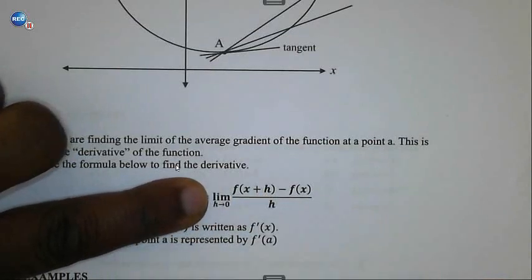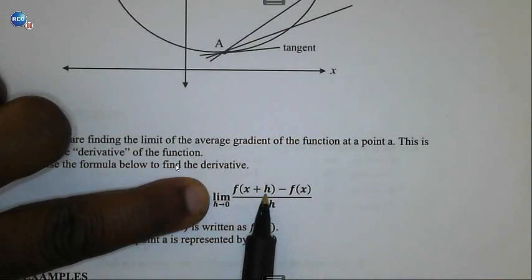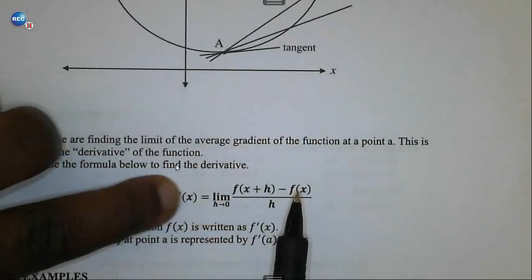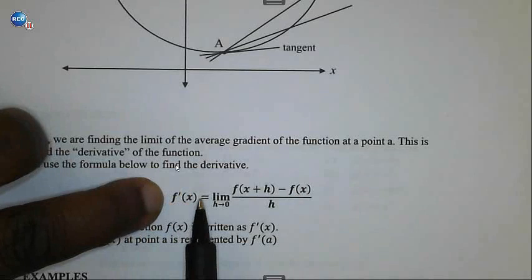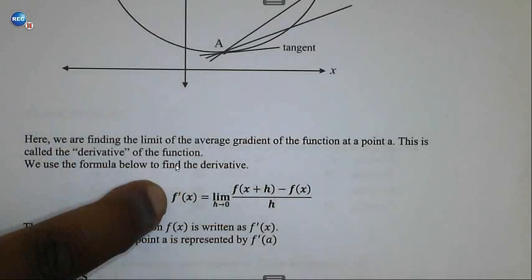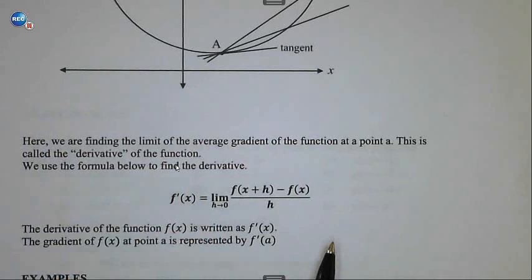Remember we talked about limits, right? So we're going to find the limit as h goes to 0. Basically we're asking ourselves, as h is becoming smaller, what is happening to this gradient? And that is what we call the derivative of f of x. That's why it's got a small dash, a prime. It's a derivative, which means we are going to differentiate, right? And when we differentiate, that's how we find the gradient of a curve at a point.